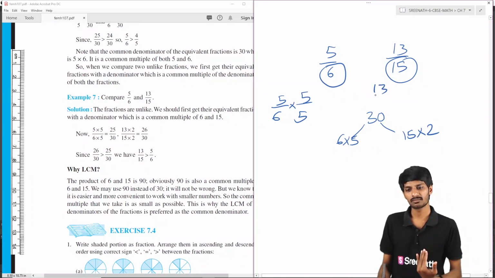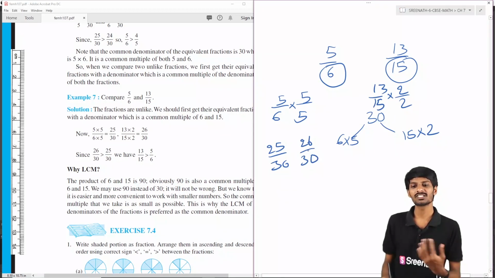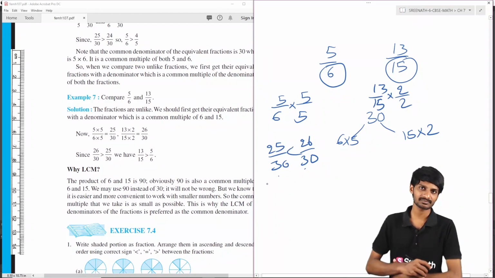So 13 by 15, we multiply the numerator and denominator both by 2. So it becomes 5 6s are 30, 25 by 30... and here 13 2s are 26 by 30. So which is greater? Obviously the denominator is the same, so whichever numerator is greater: 26 is greater. So that is the greater fraction.